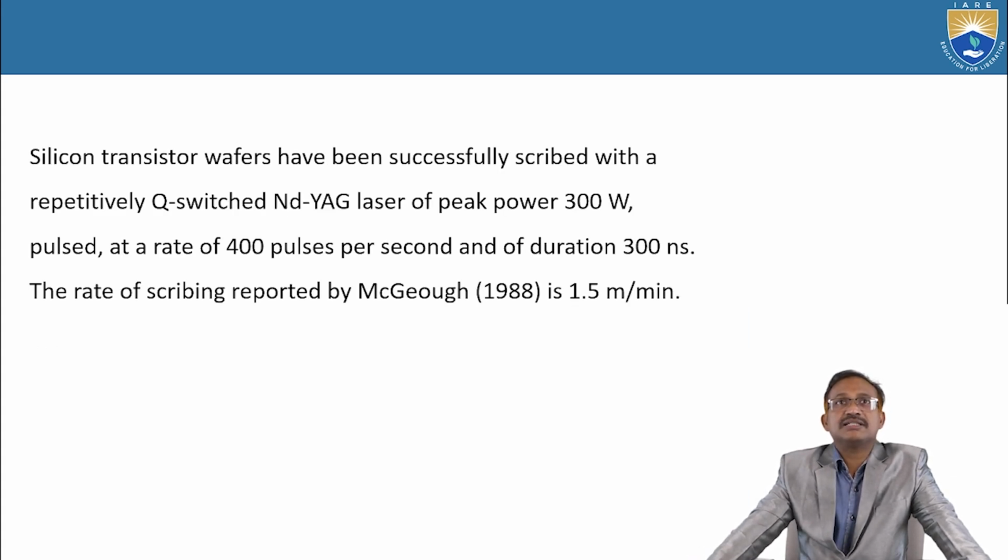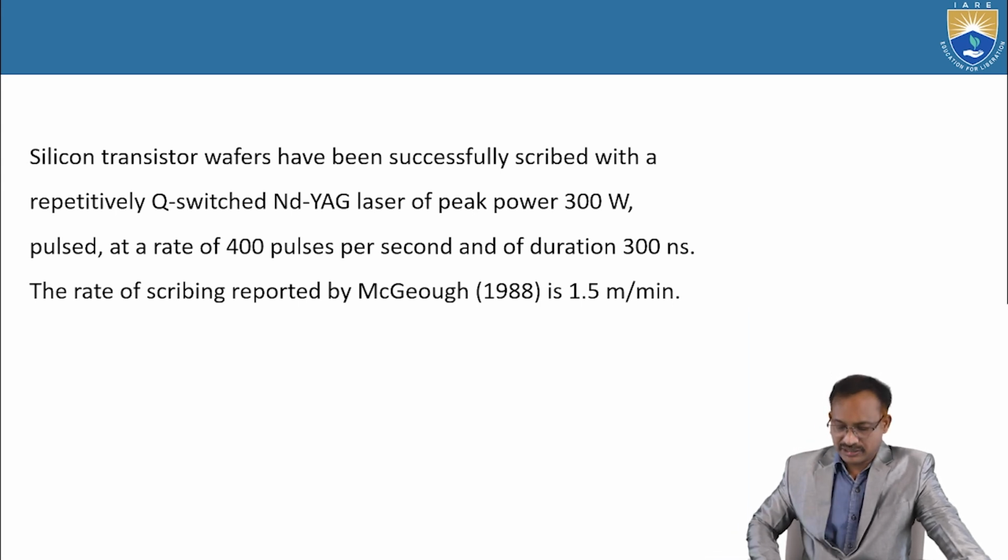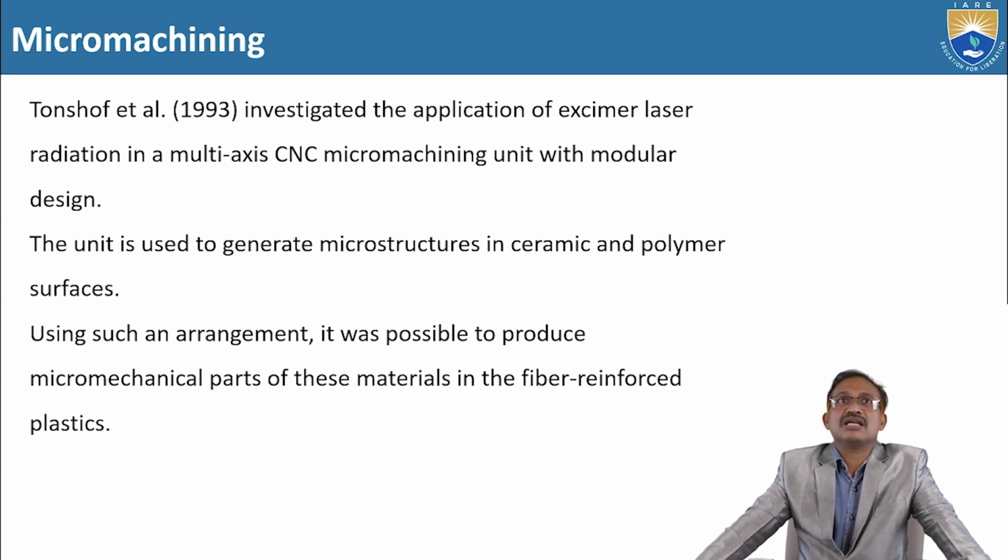Silicon transistor wafers have been successfully scribed with a repetitively Q-switched Nd laser of peak power 300 watts, pulsed at a rate of 400 pulses per second and a duration of 300 nanoseconds. The rate of scribing reported by Megov during 1988 is 1.5 meters per minute. Okay, next, last one, micromachining.